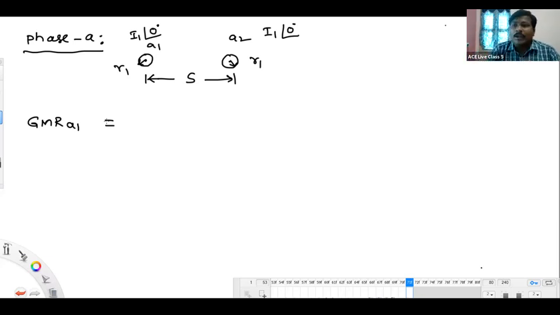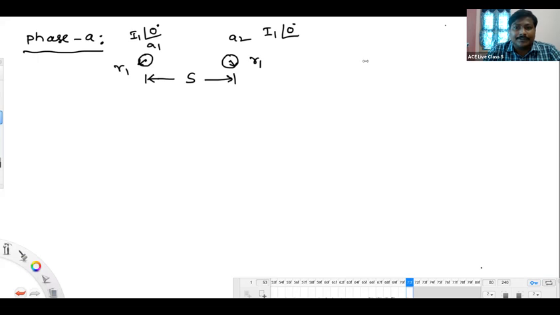Now the question I am asking is: whatever mutual linkages we have between A1 and A2, can we consider these mutual linkages as a part of the self linkages of phase A? Conductor A1 will have self linkages, conductor A2 will have self linkages, and between them we have mutual linkages. Because the mutual linkages between A1 and A2 occur within phase A, they are considered to be self linkages of phase A itself, even though you are using the term mutual.